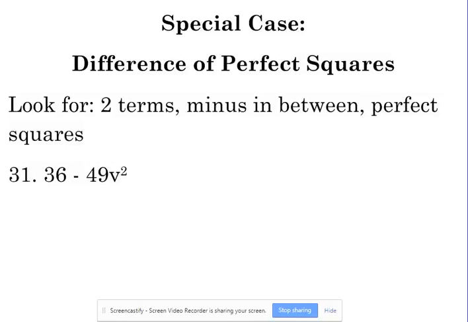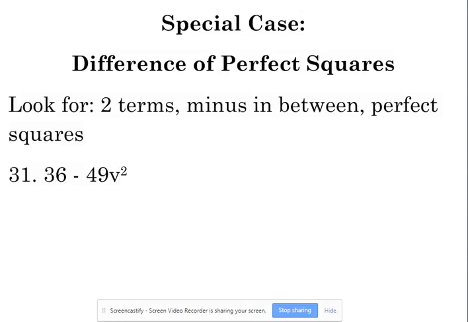The difference of perfect squares. So here's the key to the difference of perfect squares. You can only have two terms, so we're shifting gears a little bit. All the stuff we've been factoring so far has been a trinomial. It's had three terms. But this special case right here has two terms.